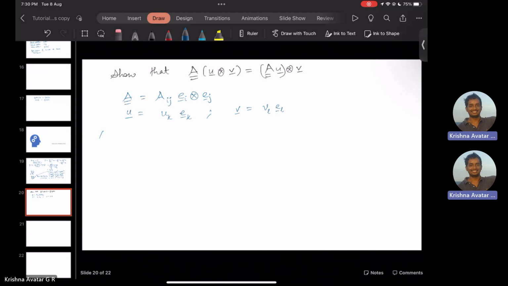Now let's start with the term on the left hand side. A (u ⊗ v) can be written as Aij ei ⊗ ej acting on uk ek ⊗ vl el. Then let's bring all the terms together so that we have Aij uk vl, and then ei ⊗ ej acting on ek ⊗ el.